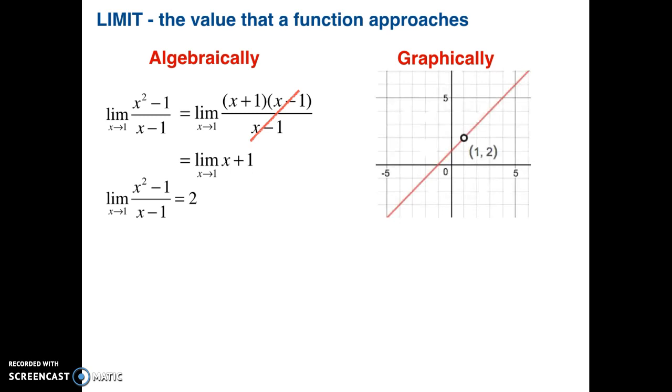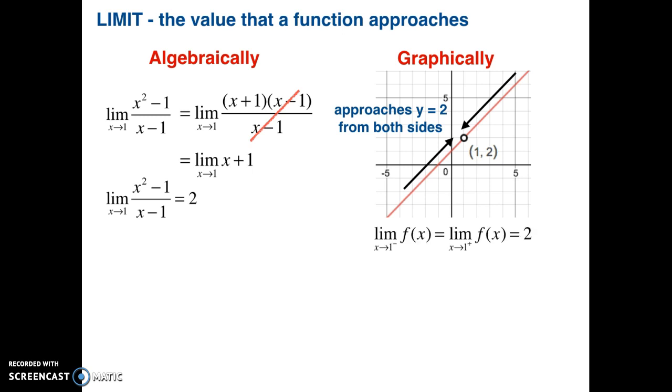We can also use a graph to find the limit of the function. When I graph this function, I have a linear relationship with a hole at (1, 2). But I notice that the function approaches 2 from both the left side and the right side of x equals 1. So since the limit from the left side of the function is equal to the limit from the right side of the function at x equals 1, the limit exists, and that limit is 2.